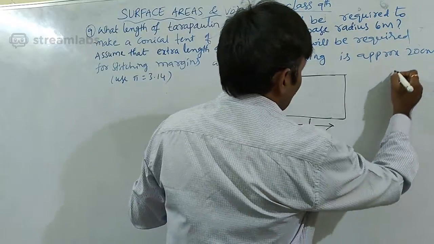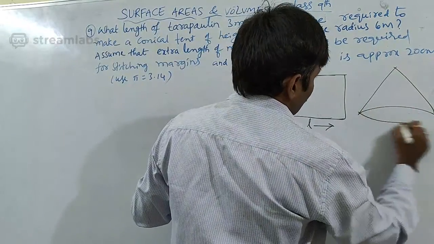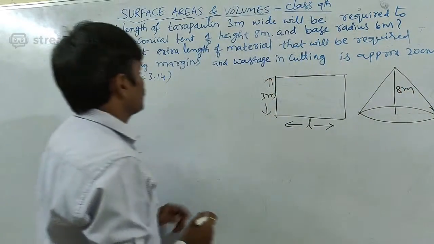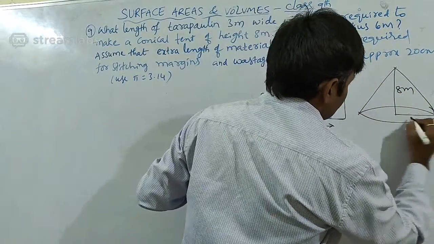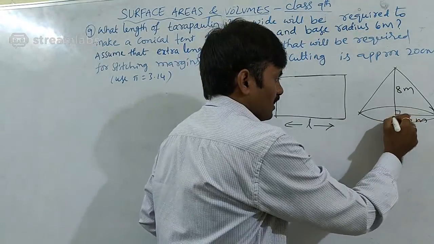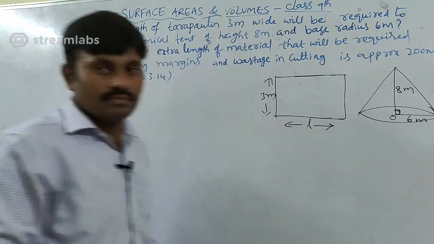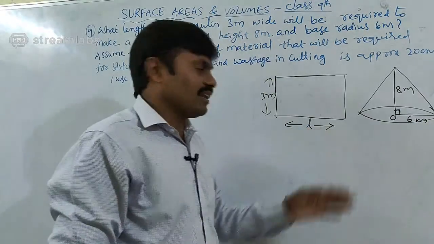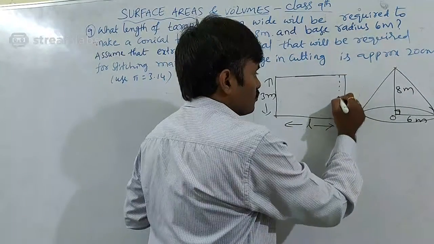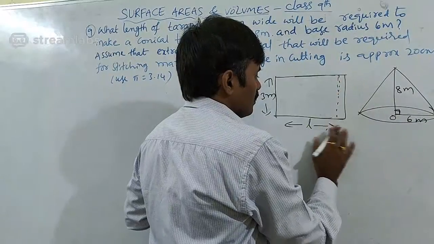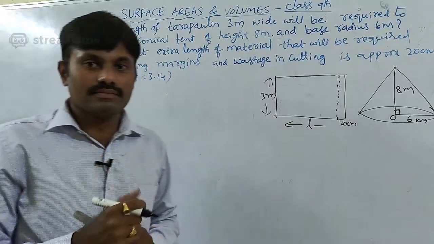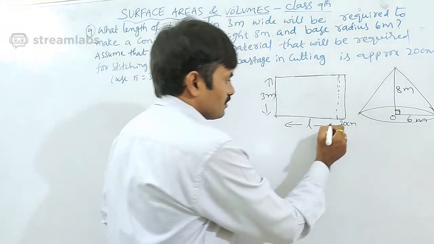With this, they made a conical tent of height 8 meters. That means it is 8 meters. And base radius 6 meters. Of course, we know that it is perpendicular. They asked us to find L. And in this, some part, 20 centimeters, is used for stitching and margins.